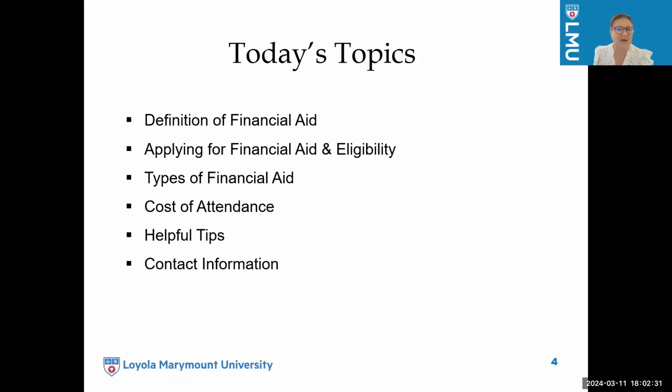Going to talk about the definition of financial aid. We're going to talk about applying for financial aid and eligibility. We're going to talk about the types of financial aid that are out there for graduate students. We're going to talk about the cost of attendance, and then we'll go over helpful tips, and we'll give you our contact information so you can reach out to us if you have any questions regarding this presentation or just about anything regarding financial aid.